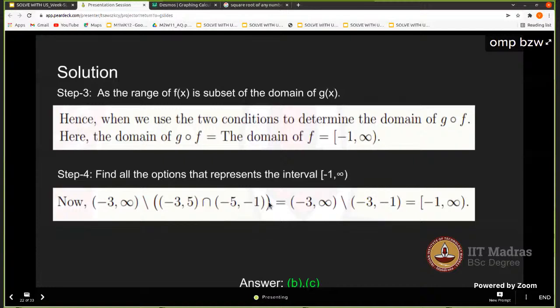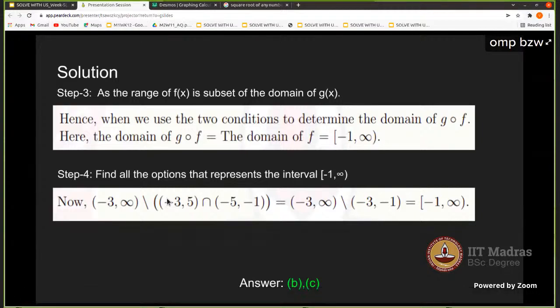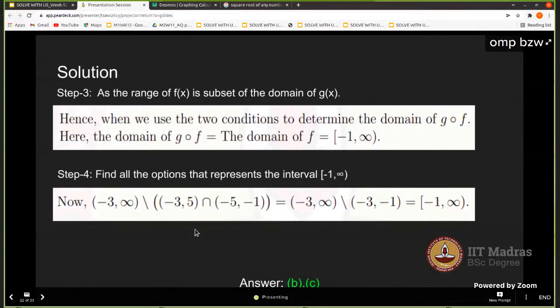Sir, are you subtracting -3? I am not restricting -3. Sir, but we have an open interval of -3 to infinity. So when we are subtracting this given interval of -3 to 5 and intersecting -5 to 1, we will get open interval of -1 to infinity.